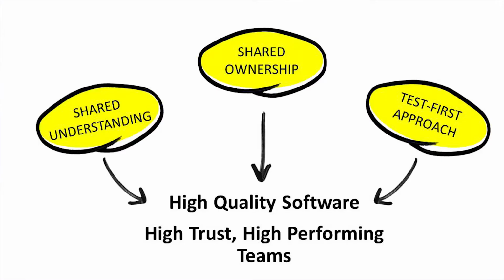So, we're going to talk about three things in ATDD: shared understanding, shared ownership, and a test-first approach. And these are the three key keystones of ATDD. What they mean is that we end up with high-quality software and high-trust, high-performing teams. It sounds like, whoa, it's amazing, it's a magic bullet, but it genuinely works. I've done it at more than one company, and these are the things that we see consistently.